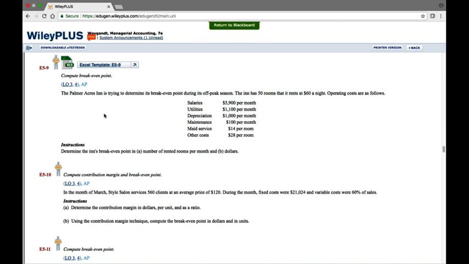Here we have Palmer Acres Inn, which is trying to determine the break-even point during its off-peak season. The inn has 50 rooms and it rents it at $60 a night. Operating costs are as follows.